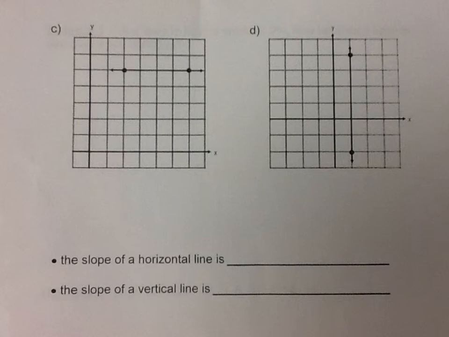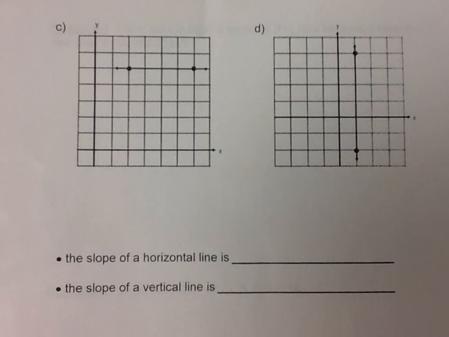So let's practice finding slope a little bit more using some unique lines. Here are two lines. I'd like you to copy them down and use them with our definition of slope, rise over run, to determine the slope of these two lines.